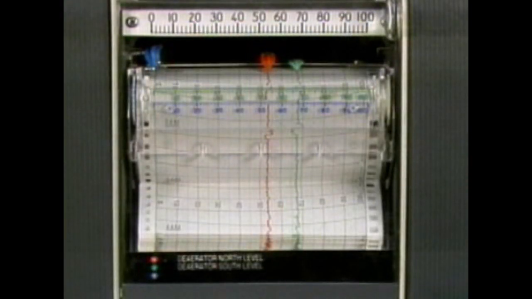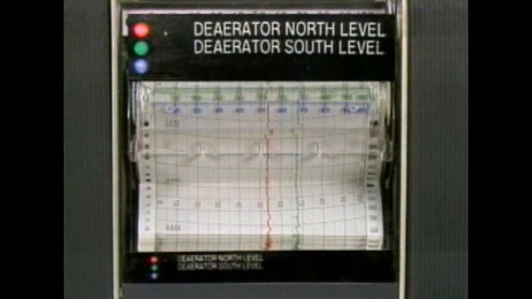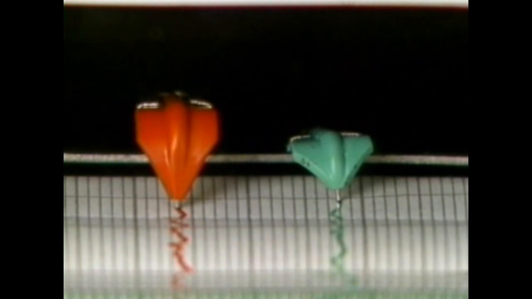On some recorders, the values of different process variables are all recorded on the chart using different colors to represent the different variables. A key that identifies the variables and their colors on the chart is provided on the front of this recorder. On this recorder, red indicates deaerator north level.